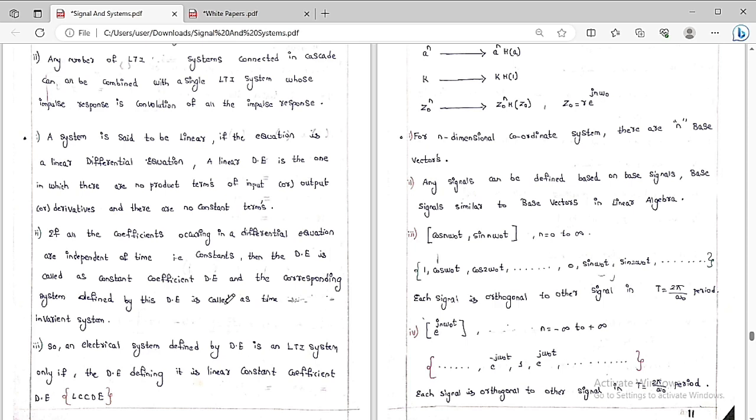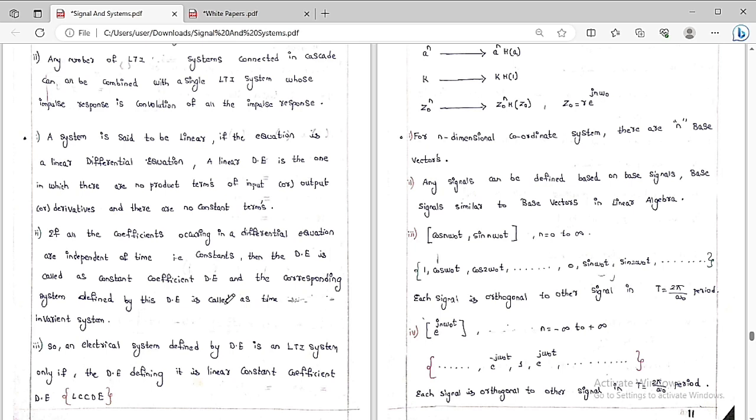So now the next point is, an electrical system defined by a differential equation is an LTI system only if the differential equation defining it is a linear constant coefficient differential equation. So an electrical system which is defined by a differential equation is an LTI system only if the differential equation defining it is a linear constant coefficient differential equation.